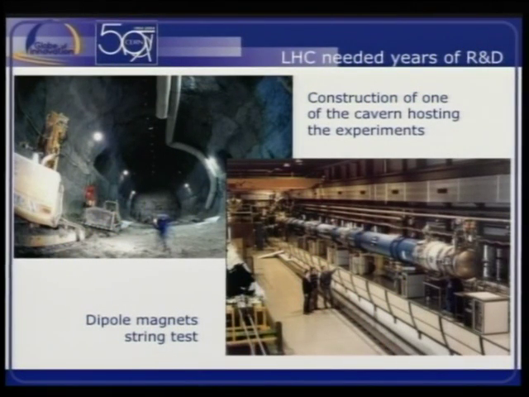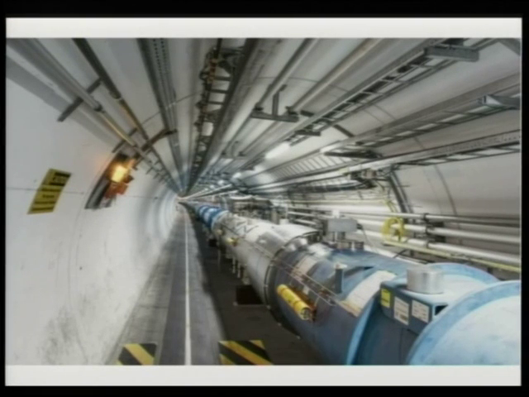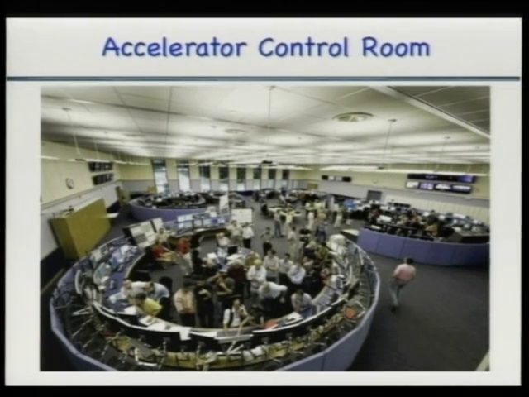This is, you see, the excavation of the holes, of the caverns. And then this is a picture of the accelerator. So you can imagine this tunnel, 27 kilometers long. Here, these are the magnets that are bending and compacting the particles, and inside these are two holes where the particles are traveling. This is the accelerator control room, full of people.